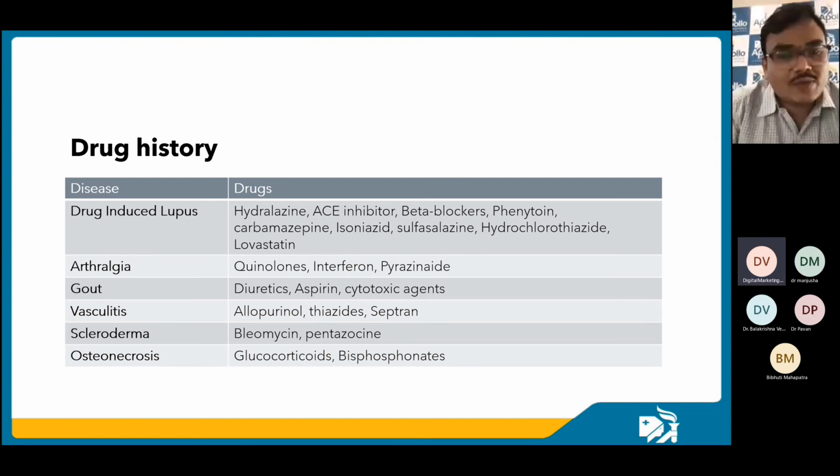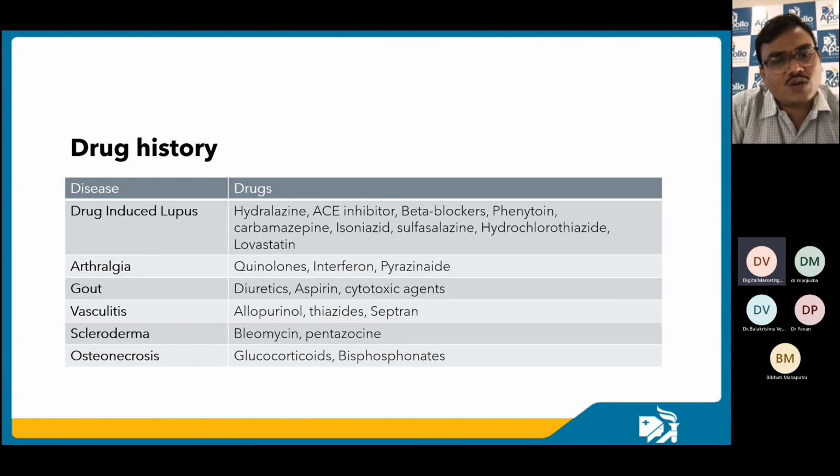This is not currently being used in the treatment of hepatitis B or hepatitis C, but about 10 years back there was increased use of interferon for chronic hepatitis B and hepatitis C. So the patient used to present with flu-like symptoms and arthralgia. And pyrazinamide, the anti-TB drug, can present with arthralgia. Other drugs like diuretics, aspirin, and cytotoxic agents can present with gout. Allopurinol, thiazides and septrin can present with vasculitis.